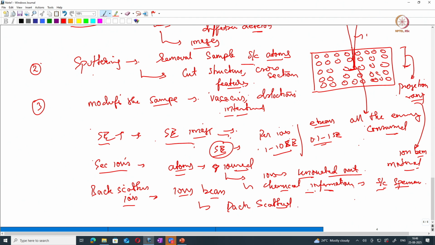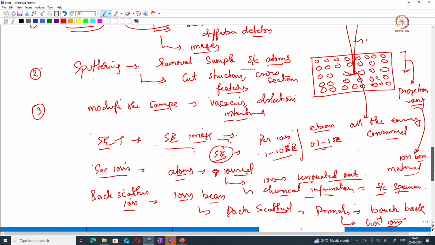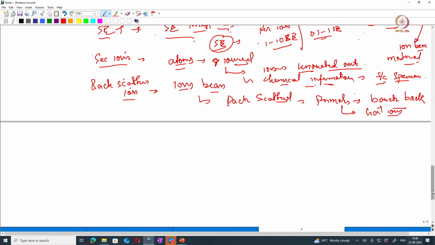Okay, it means that the same primary beam can bounce back. These are called backscattered. And these backscattered electrons or backscattered ions are nothing but the gallium plus ions, if you are using the gallium ions as the source.